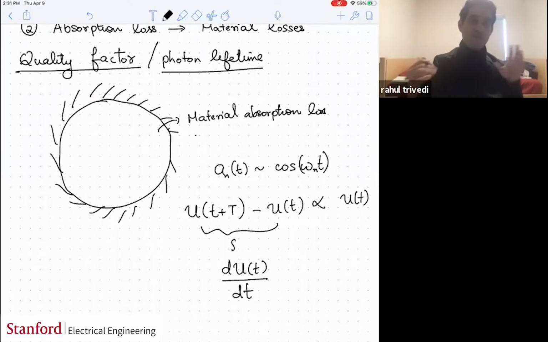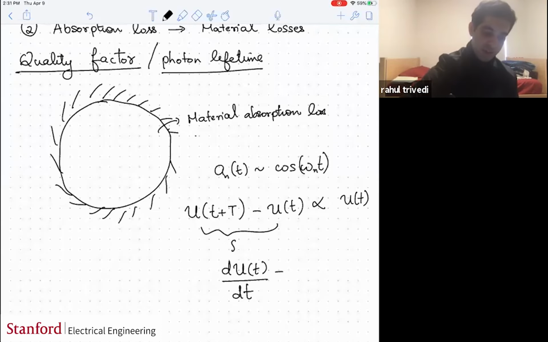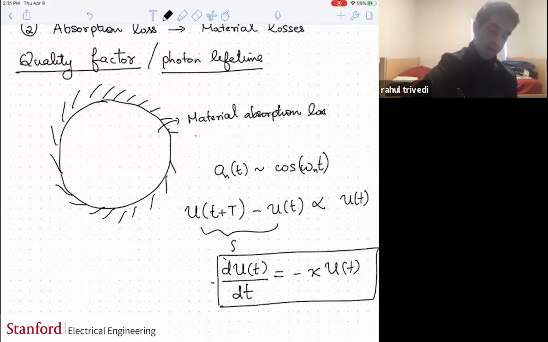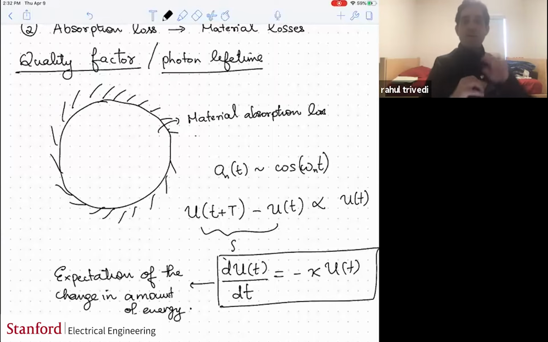So what we get from this very, very simple notion that the losses are being absorbed as per a law that goes as the square of the electric field is that the derivative of the energy with respect to time should be proportional to the amount of energy, right? So in fact, we can introduce, let's say, a constant of proportionality kappa and write down a very simple equation for how we expect the amount of energy to change. And this should definitely hold when your losses are very, very small.